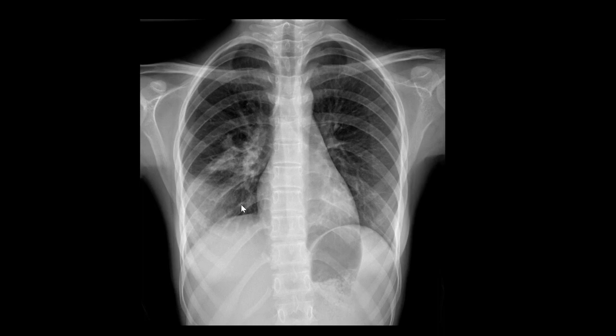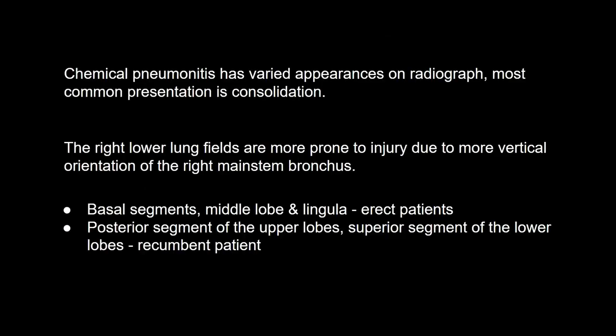Costophrenic and cardiophrenic angles are normal. Mediastinum appears normal. Visualized bones appear normal. Bilateral hemidiaphragm appear normal. Based on radiographic findings, diagnosis was given as aspiration or chemical pneumonia. Chemical pneumonitis has varied appearance on radiograph. The most common presentation is consolidation.